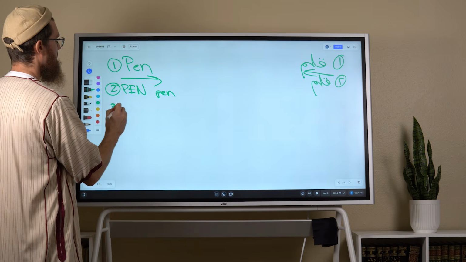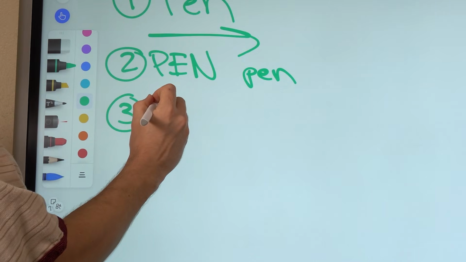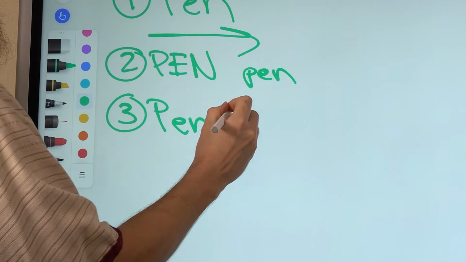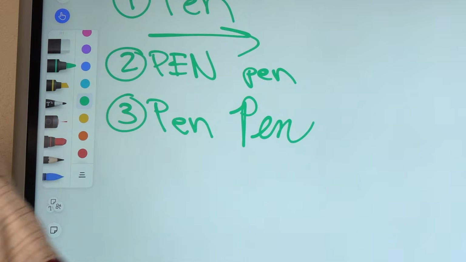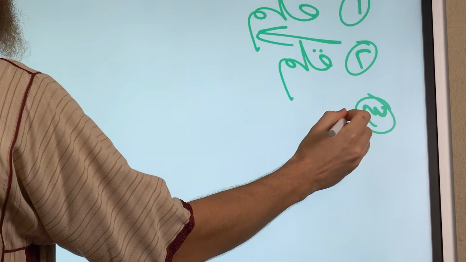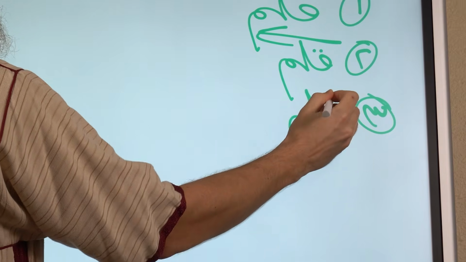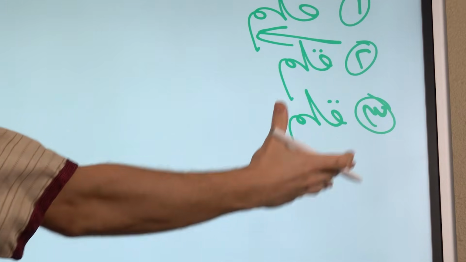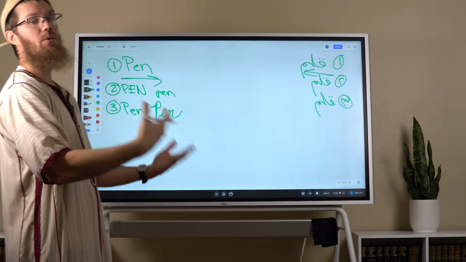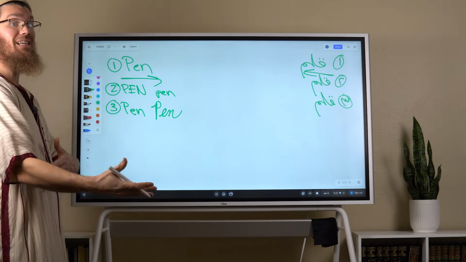A third difference between English and Arabic is that English can be written in print or cursive. Arabic, however, is only written in cursive. It's only written in a way where the letters connect. So again, this is another way that you could say Arabic is easier than English.